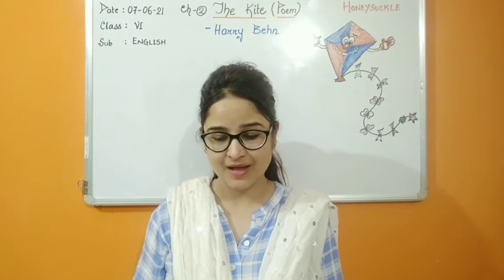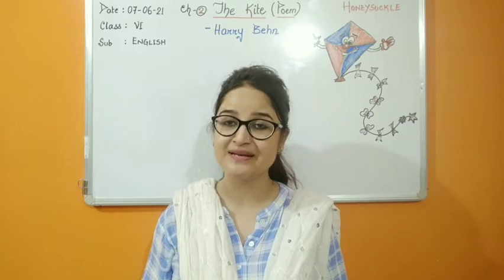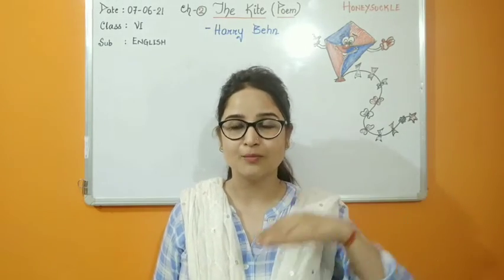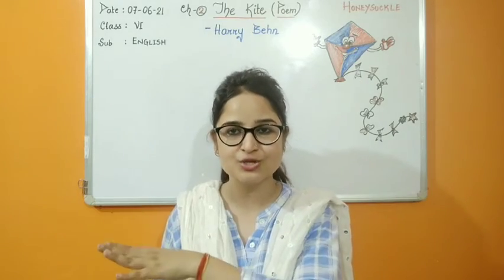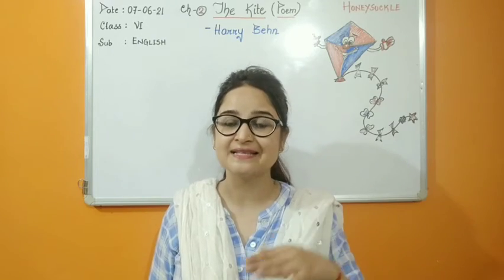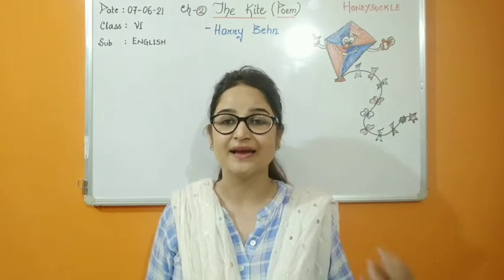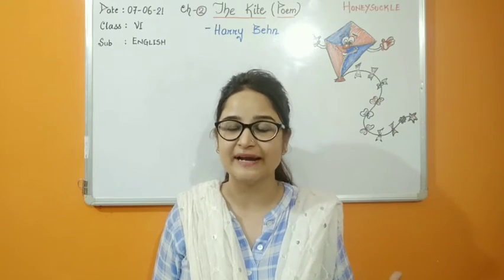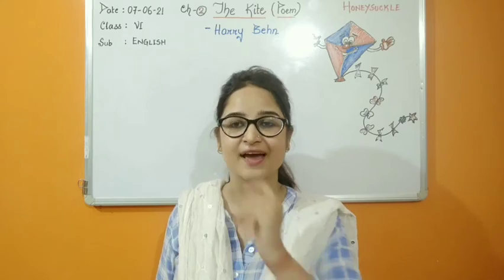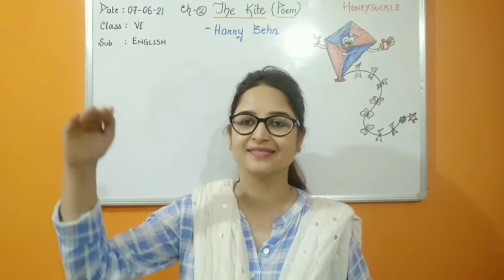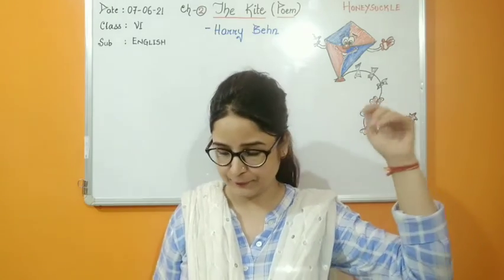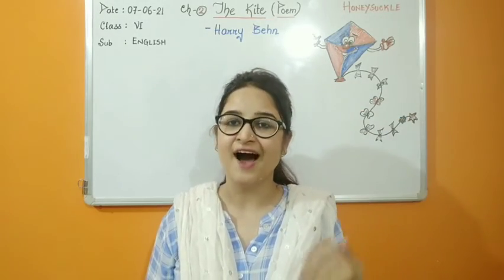As over tides of wind it rises, like the ship moves on the tides of the ocean, similarly the kite is moving on the tides of the wind. The kite is riding on the back of the wind, and it's rising higher and higher. It's soaring in the sky. Here soaring means it's rising higher up. Okay, it's flying high in the air.